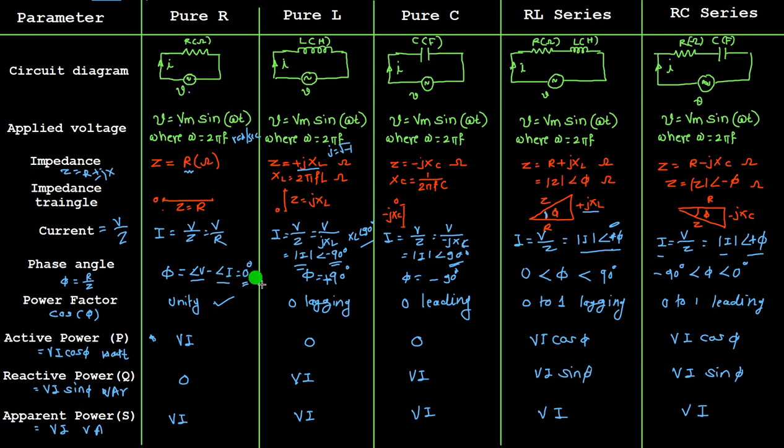Now for the inductor, angle of voltage minus angle of current: angle of voltage is 0, angle of current is minus 90, so it will become plus 90. So the power factor is 0 lagging. As it is the pure inductive circuit, we have to mention it as lagging, because cos of plus 90 and cos of minus 90 are both 0.